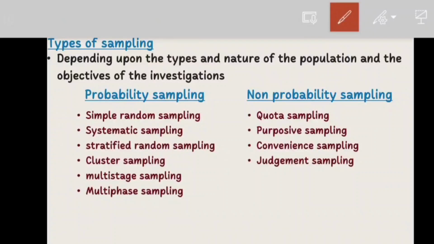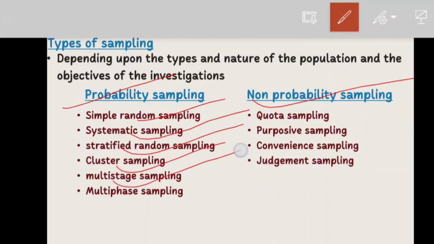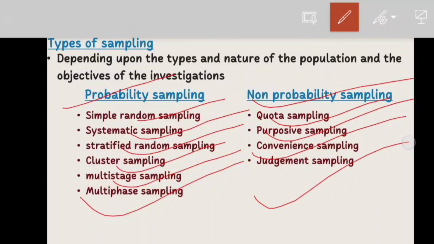Now we see the types of sampling. Now let's come to the very important exam area. Sampling is broadly divided into probability sampling and non-probability sampling. Probability sampling includes simple random sampling, systematic sampling, stratified random sampling, cluster sampling, multistage sampling and multiphase sampling. While non-probability sampling includes quota sampling, purposive sampling, convenience sampling and judgmental sampling. Now let's understand each one with an example.